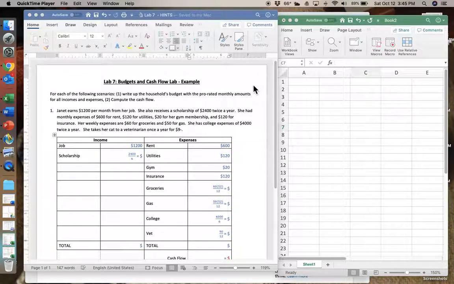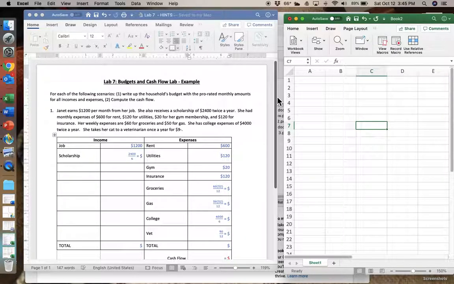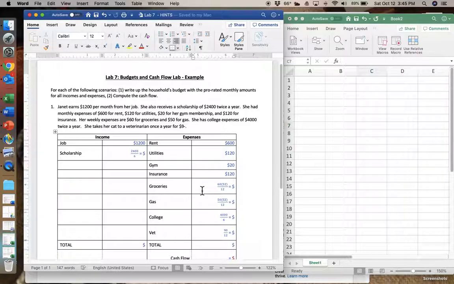In this video, I'm going to work a little example similar to Lab 7. So I'm going to work the first problem, but not exactly the first problem, just to give you an idea of what you need to do. And I'm using Excel over here to perform my calculations. Of course, you don't have to do that. I just thought that might be easy for me.